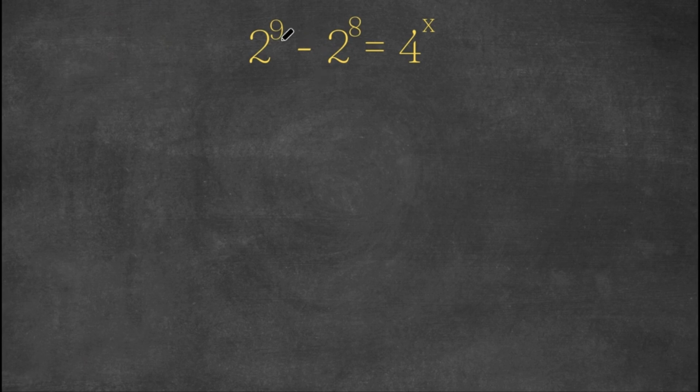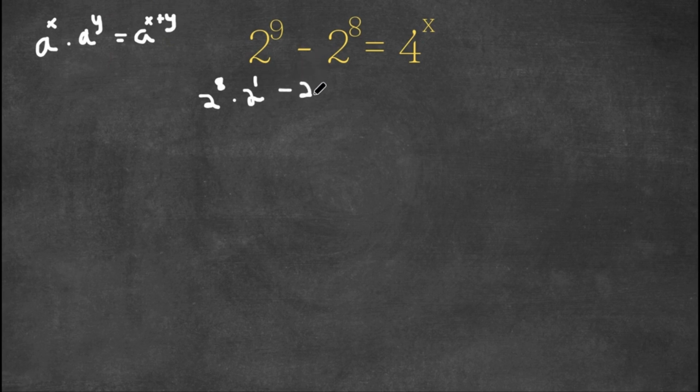Now what I'm first going to do is rewrite 2 to the power of 9 as 2 to the power of 8 times 2 to the power of 1. Because remember, if we have a to the power of x times a to the power of y, this is equal to a to the power of x plus y. And I'm still subtracting this with 2 to the power of 8, and this is equal to 4 to the power of x.